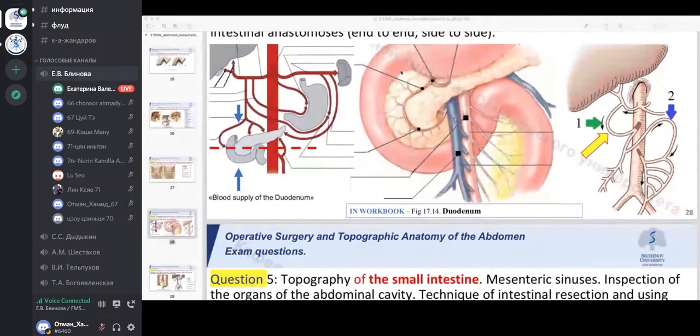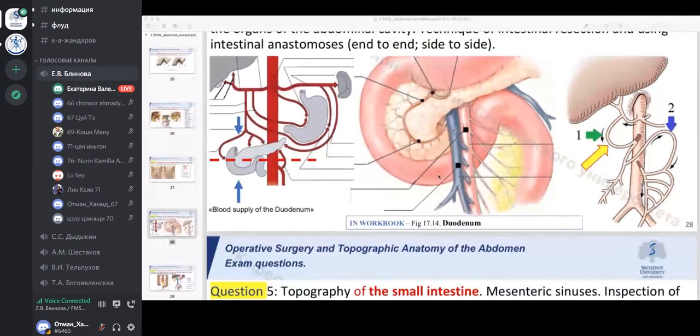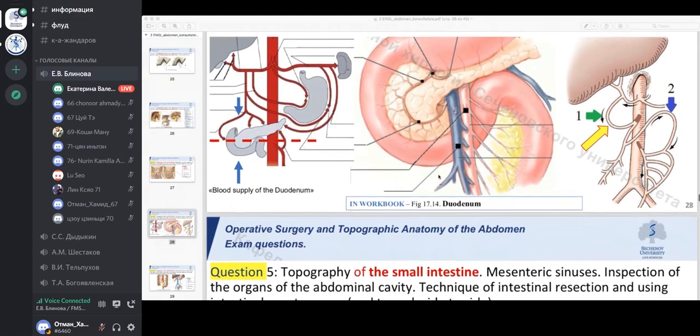Blood supply of the duodenum. There are four arteries which connect and make anastomoses: the superior anterior and posterior pancreaticoduodenal arteries, and the inferior anterior and posterior pancreaticoduodenal arteries, which start from the superior mesenteric artery, or sometimes from the abdominal part of the aorta.